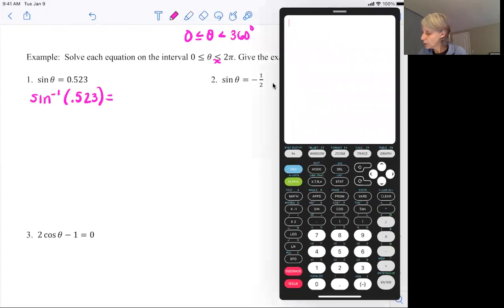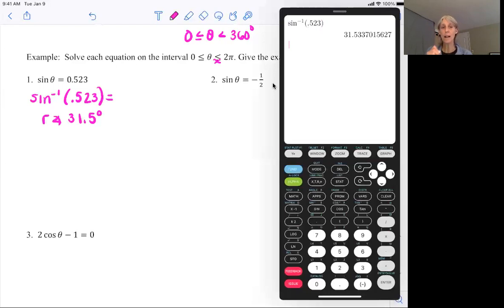And I just go second sine 0.523. And that angle, my reference angle, is 31.5. We're just going to round to one spot for today. So I have 31.5 degrees.